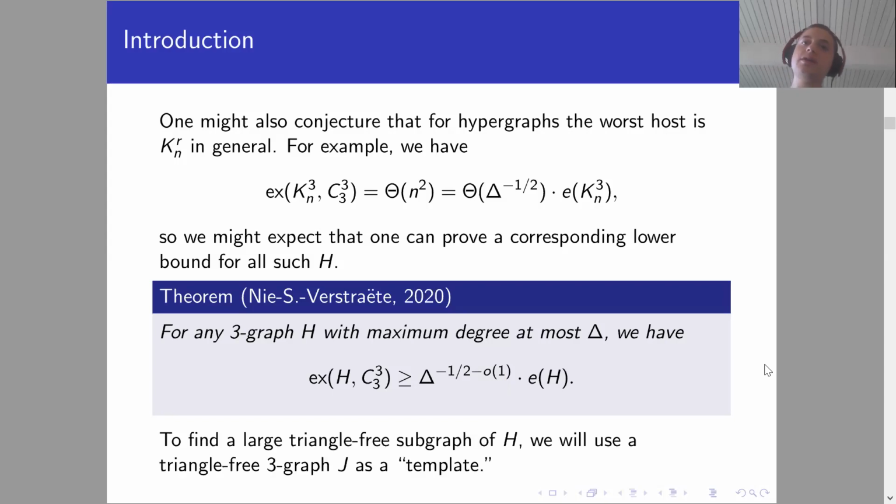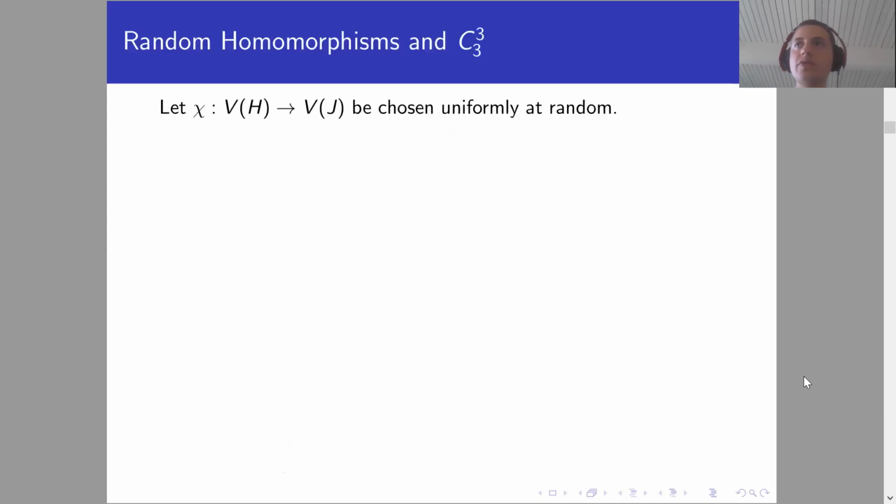And the rough idea is we're going to be given some hypergraph H, our host, and we have no control over this. Then the way we'll try and find a subgraph for it in general is we're going to fix some nice triangle-free 3-graph J and try and make our subgraph of H look like J, regardless of whatever H looks like. And roughly this idea was also used by Perano and Reed. So with that in mind, let's fix some triangle-free 3-graph J, which we'll determine later.